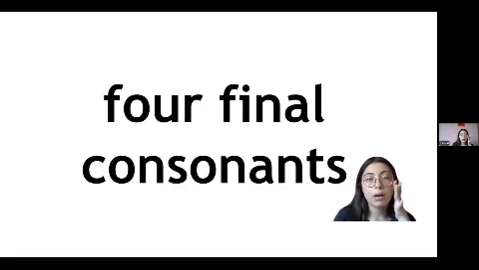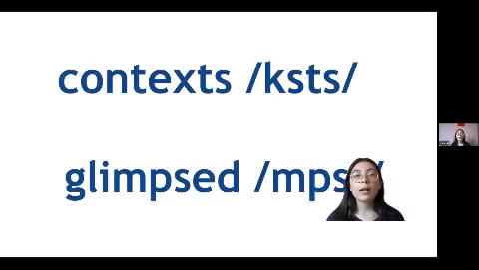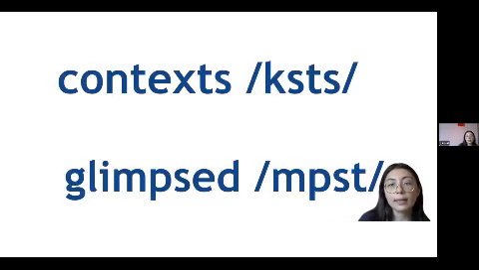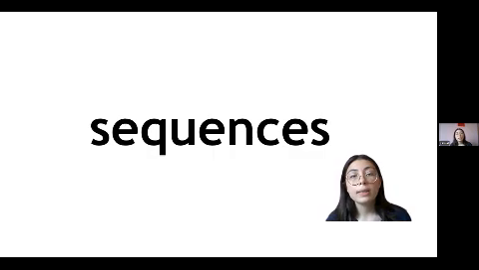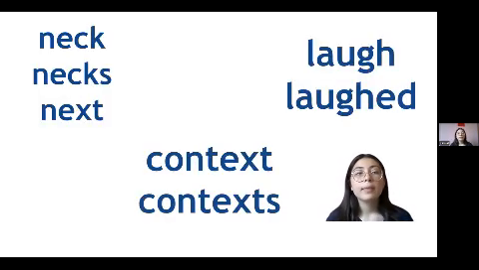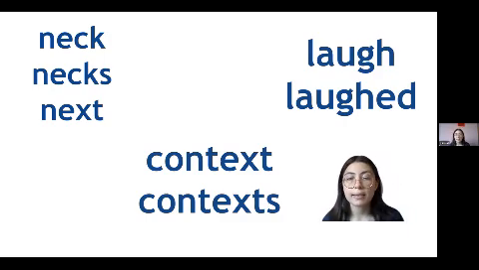And four final consonants, contexts, and glimpse, glimpsed, contexts. You can hear and you can see the consonants here. And sequences, neck, next. Just listen to me, practice it. Laugh, laughed. Context, contexts.